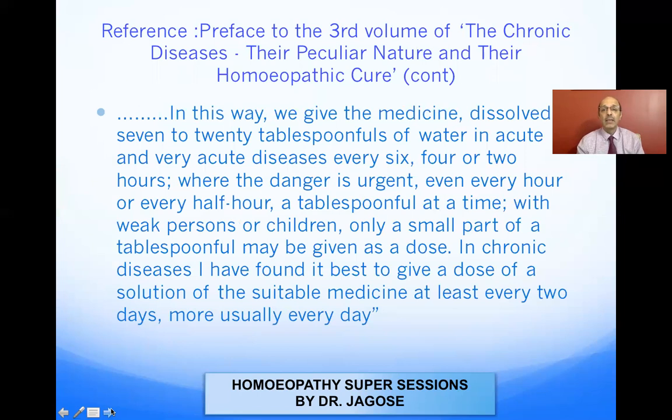He continues, in this way, we give the medicine dissolved in 7 to 20 tablespoons of water in acute and very acute diseases every 6, 4 or 2 hours. Where the danger is urgent, every hour or every half hour, a tablespoon at a time; with a weak person or children, only a small part of a tablespoon may be given as a dose. In chronic disease, I found it best to give a dose of a solution of the suitable medicine at least every 2 days, more usually every day.